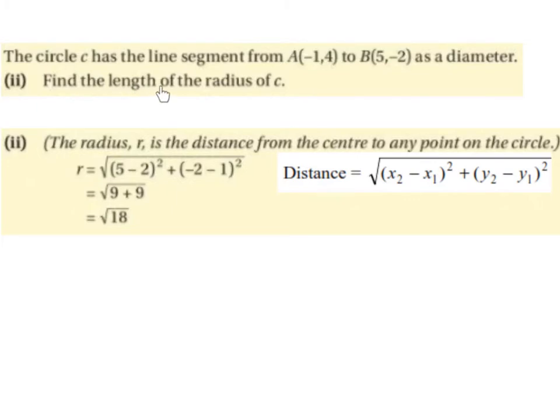Part 2, find the length of the radius of C. The radius, r, is the distance from the centre to any point on the circle. So we're going to use the distance formula, which is the square root of (x2 - x1) squared plus (y2 - y1) squared.